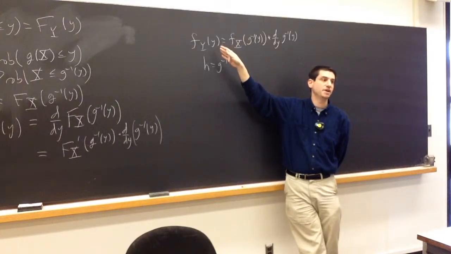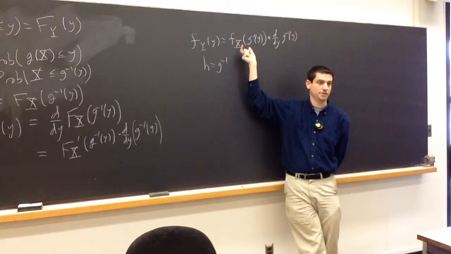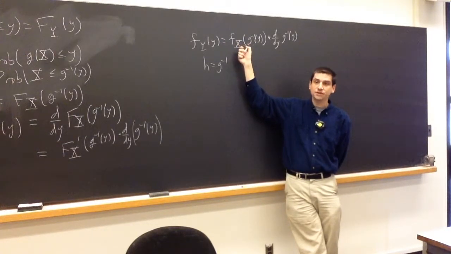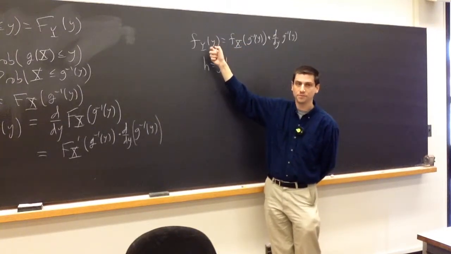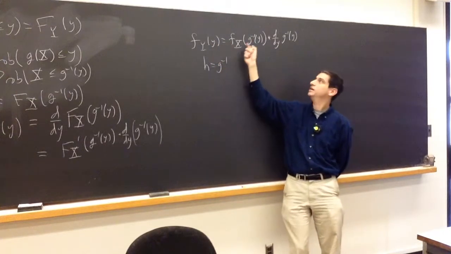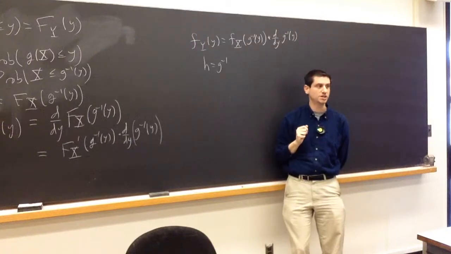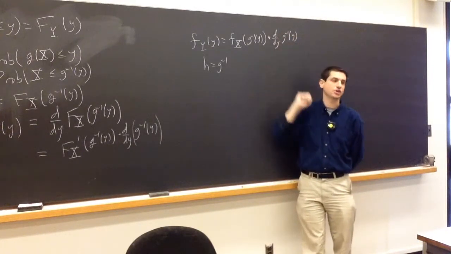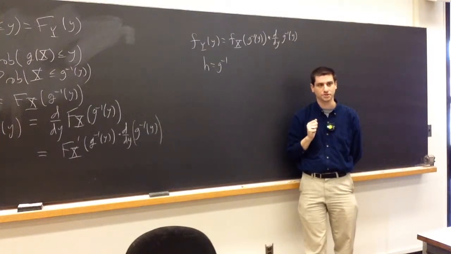and maybe y is a negative number. Maybe there's some kind of shifting going on. This might not even be defined. I need to be evaluating the density function of X at a place where it's defined. It may not be defined at y. So if I want to know what's going on at y, what x gave me that y? G inverse of y. This is a very natural place to study this. And then this is just basically telling me how things change. It's the little bookkeeping in converting the units.